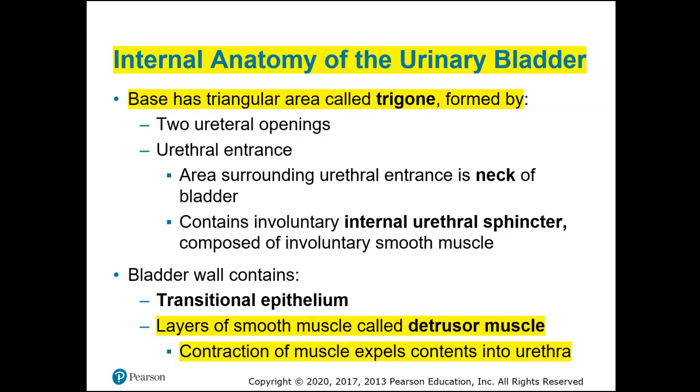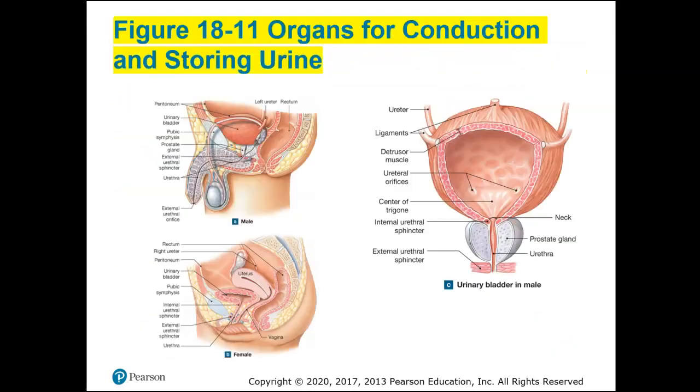As far as the internal anatomy of the bladder, the base of the bladder has a triangular area called the trigone, and that is formed by the two ureteral openings and the urethral entrance. So I'll show you.